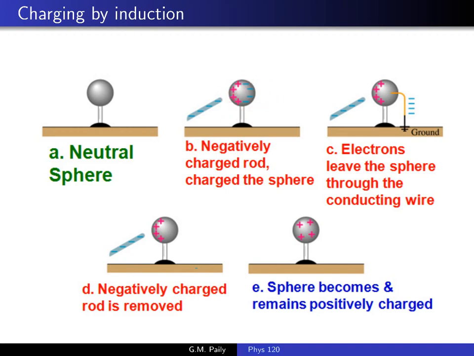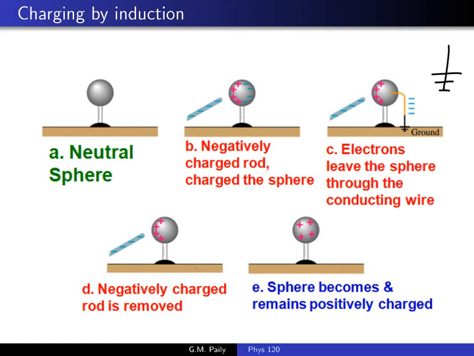Since the sphere is metal, it polarizes rather easily, with positive charges on the side near the negative rod and negative charges on the side far away from it. We then connect the sphere to the ground. This black part over here, this symbol, is the symbol for the ground.